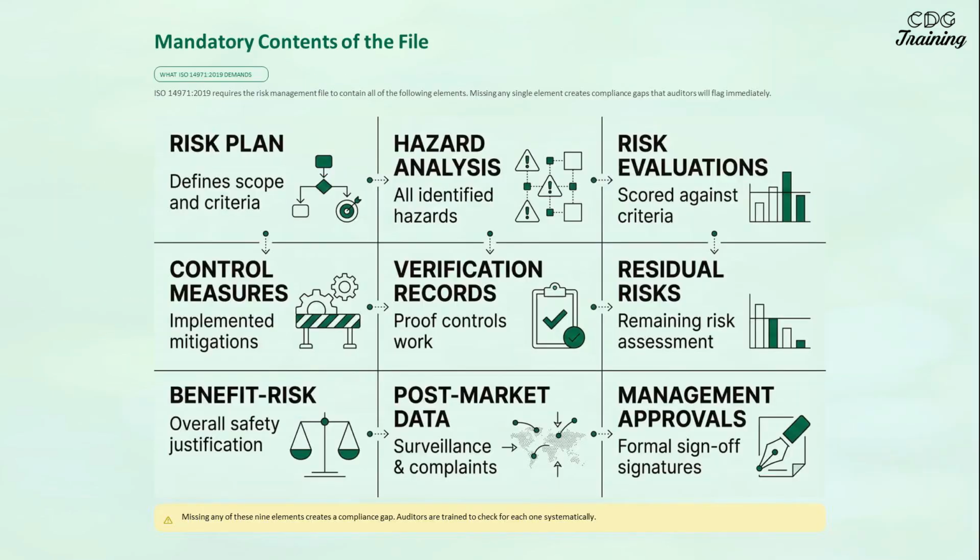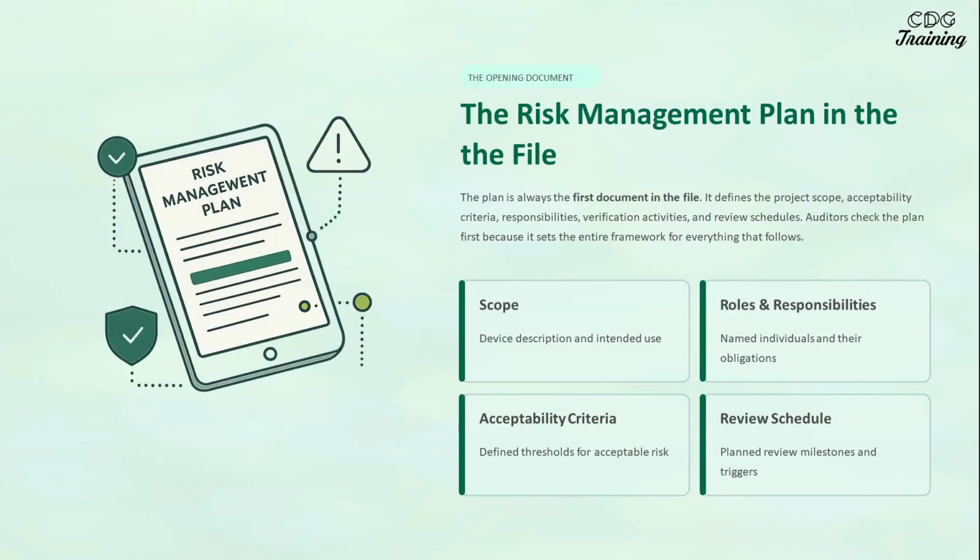The risk management file must include key elements like risk plans, hazard analysis, and risk evaluations. Each component is crucial for ensuring comprehensive risk management and compliance with ISO standards. The risk management plan is the first document in the file, setting the framework for the entire project. It outlines scope, responsibilities, and review schedules, ensuring everyone is aligned from the start.